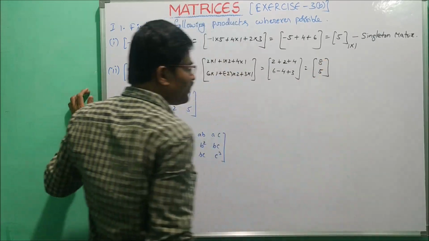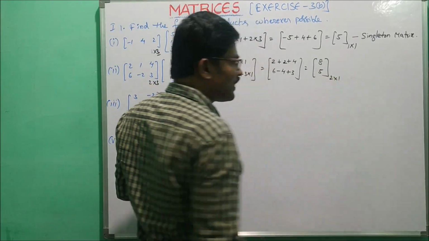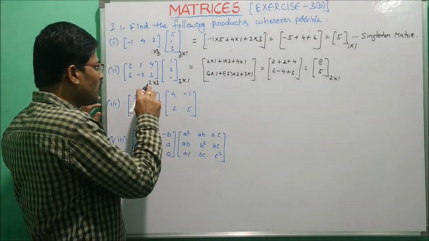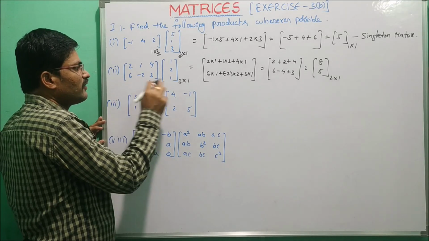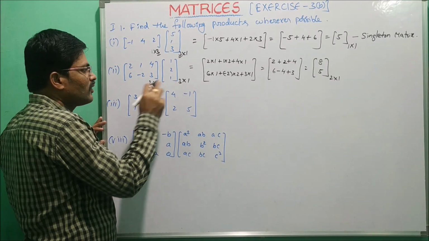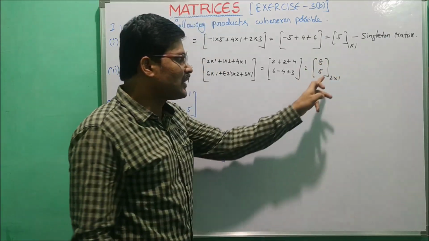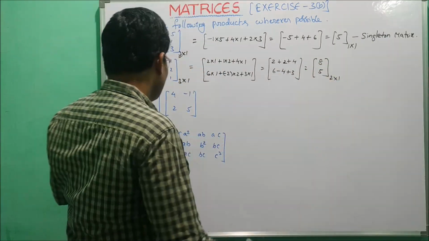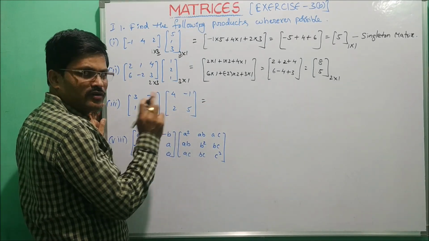So clearly we have to observe that 2 rows, 1 column is there. The order of the resultant matrix is 2 by 1. Here also we have to observe, we take the number of rows in the first matrix and the number of columns in the second matrix. Now that is also 2 by 1. Here we get the order of the resultant matrix is 2 by 1. Similarly, in the next one, these are square matrices of order 2 by 2.